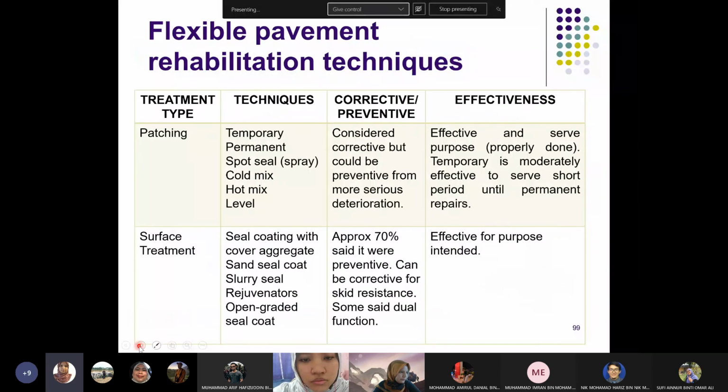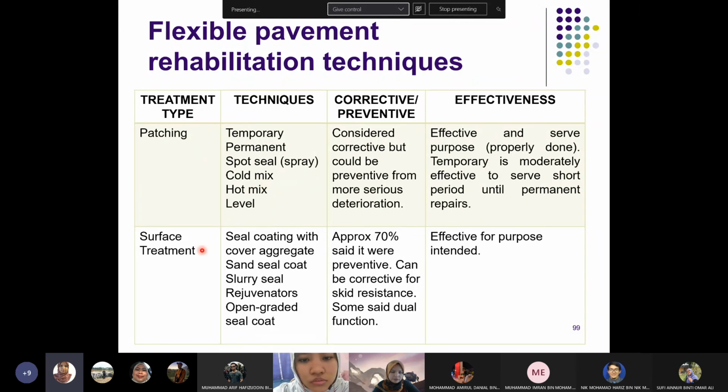Okay, we'll focus on rehab. Right, so these are rehab. Okay, patching is one of it as well. Right, it can be temporary or it can be permanent. Okay, bergantung kepada jenis hot mix substrate yang you guna tadi lah.